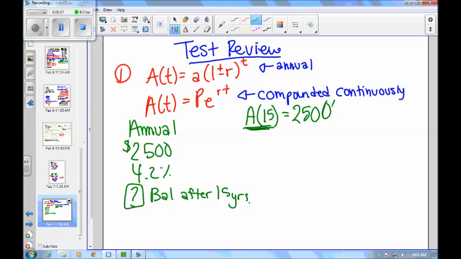Oops, another 0. Okay, times 1. Okay, plus or minus. Is our account going to be a growth or a decay? Growth, so we'll put plus. Now what's the rate?